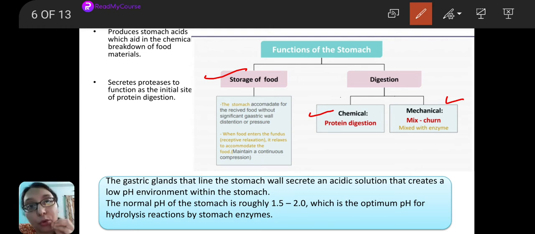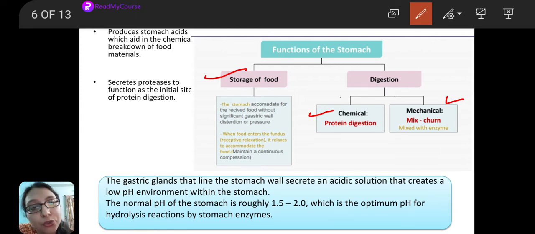It has proteinase enzymes which help in protein digestion. So remember this fact: the gastric glands that line the stomach wall, the innermost wall of the stomach, the mucus layer, the mucosa, right? They have small openings which contain the gastric glands. They produce an acidic solution. This acidic solution helps to lower the pH of the stomach.